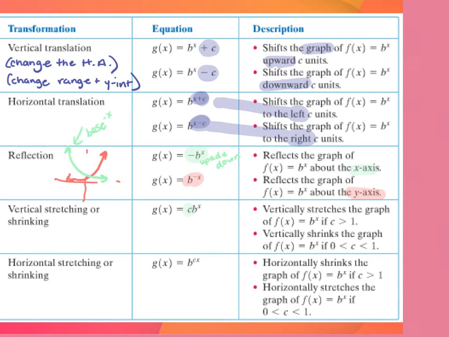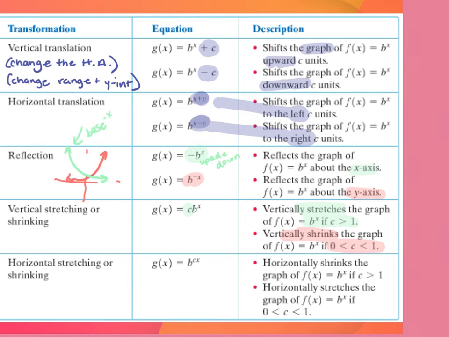Think the bigger that number, the faster it climbs, so it's steeper. So if it was bigger than 1, like if it was 10, if we doubled the base, okay, then it's a vertical stretch. If it's in between 0 and 1, it's a vertical shrink. So a fraction flattens it out.